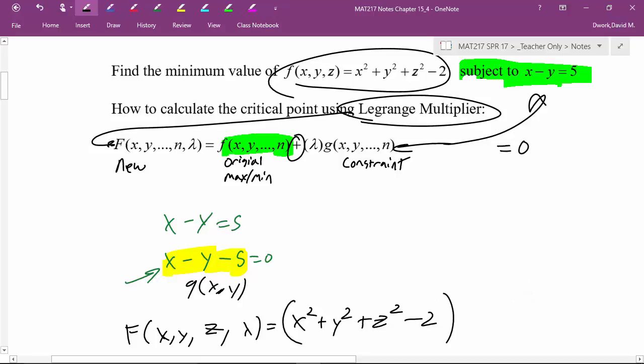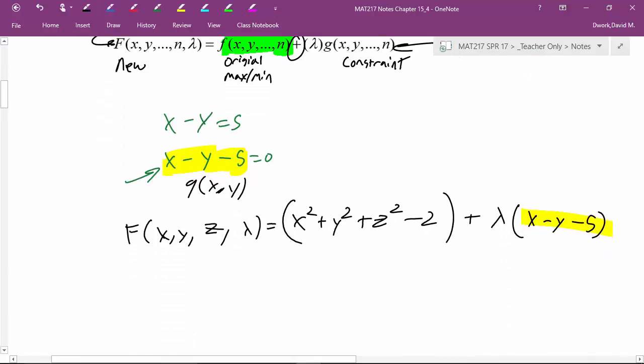Now, notice in the equation I have a plus sign. Okay. Then it's lambda times my g of x. That's what I just did here in yellow. So I'm going to fill that in right here. So this is my x minus y minus 5. And there we go. We have set up the Lagrange multiplier equation.